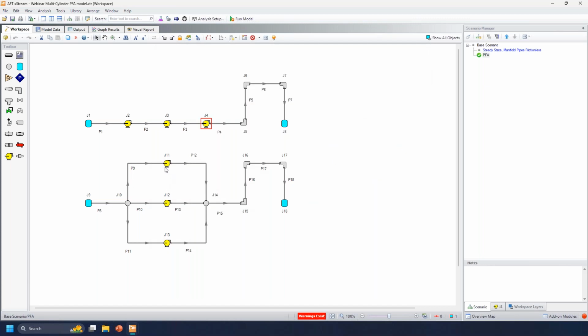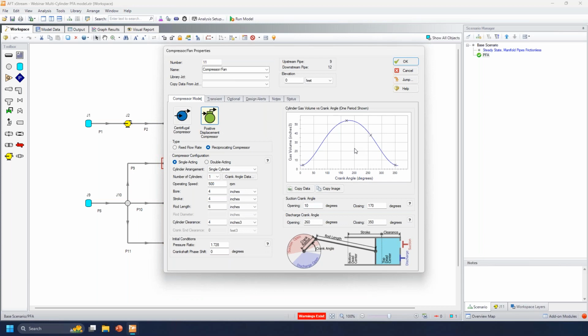Going down to the parallel submodel, we can see here that the bore, stroke, rod length, all of the cylinder geometry is the same as the single cylinder model, but the operating speed has been reduced to 500 RPM, and we are keeping the same pressure ratio and the same valve timing as were used in the single cylinder. Looking at the next cylinder, the only difference here is we have this crankshaft phase shift of 120 degrees, and we show that on the graph as well.